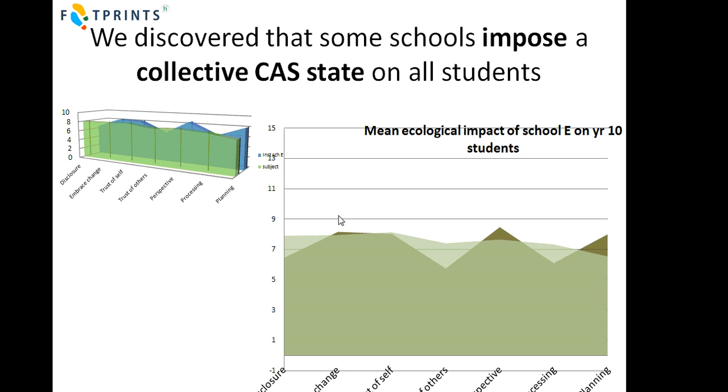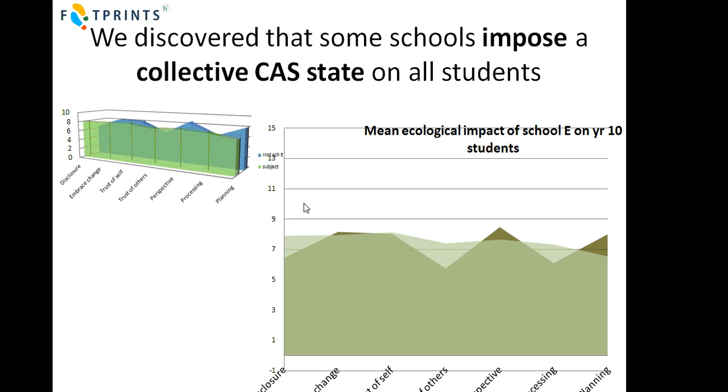We discovered that some schools impose a collective CAS state on all students. So again, here's a chart of another school, year 10 students. The dark is the instinctive CAS state score overlaid with the light here, and you can see this very flat ecological environmental CAS state which has been imposed and flattened the peaks and pulled up the troughs across this population of year 10s, across all 7 of these factors. There we go, there's the contrast there.